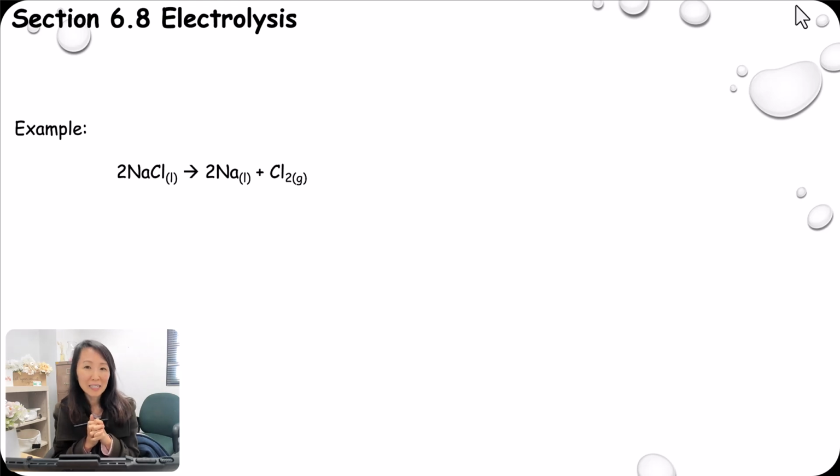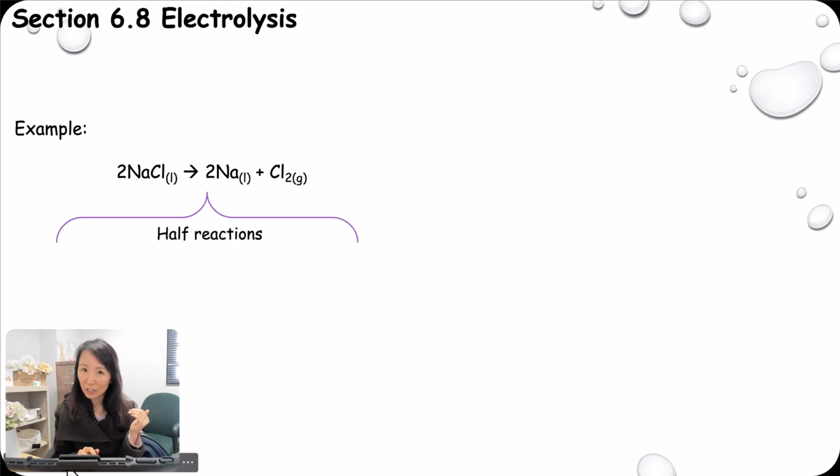Take a look at this example here. We have sodium chloride liquid forming into sodium and chlorine gas. Now, this reaction could be divided into half reactions. On the left, I will put oxidation, and on the right, I will write the reduction process.